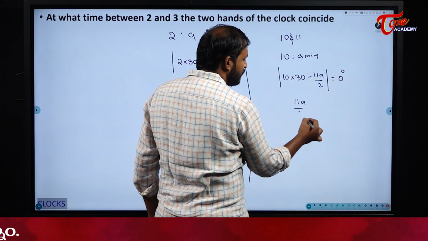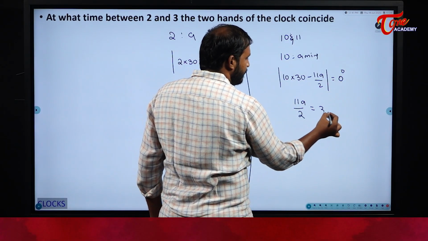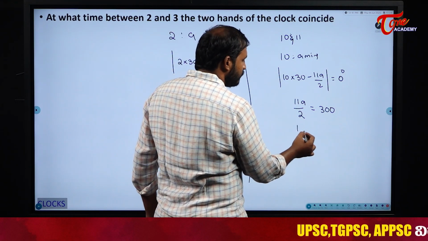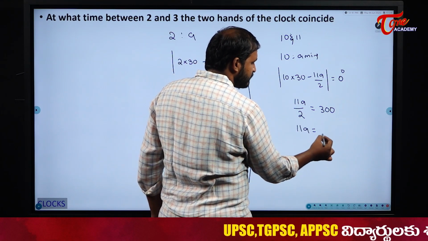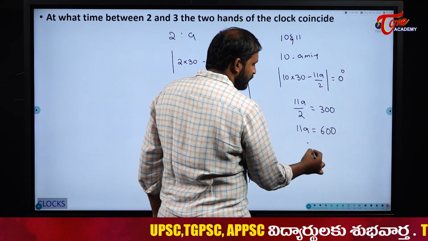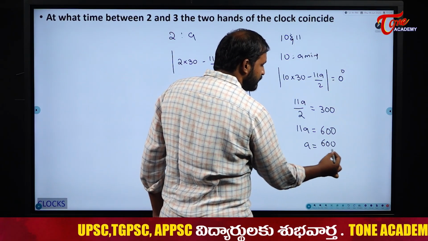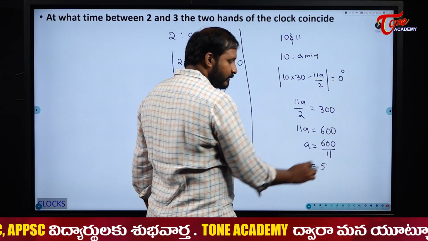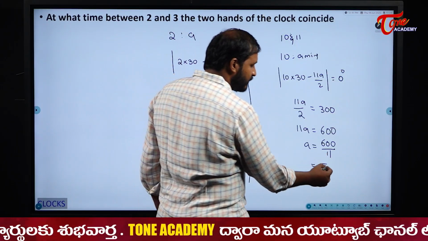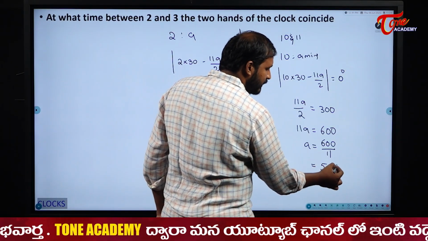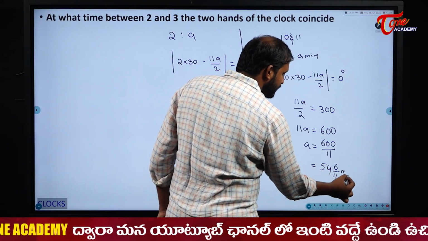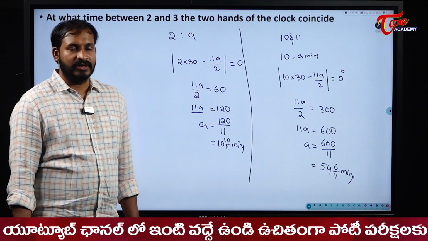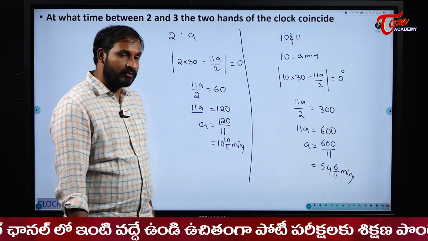So 11a by 2 is equal to 300, between 0 and 360 degrees, fine. So 11a will become 600, and a will become 600 by 11, which is 54 and 6 by 11 minutes. That means at 10 o'clock 54 and 6 by 11 minutes, the two hands of the clock coincide.